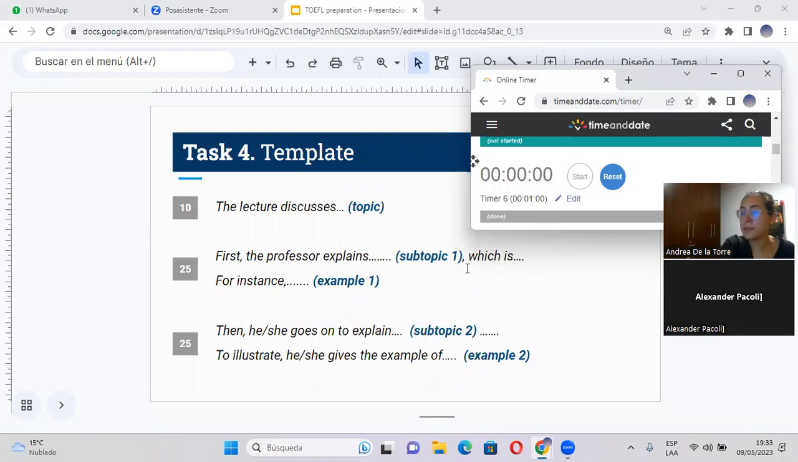So for example, in the second part, I didn't say "to illustrate, she gives the example of." I said she continues with the example of cars, right? Because I noticed that it was the same example as in the first. So you could make those accommodations when necessary. That's okay. And the important thing, honestly, is that you keep the structure, that you use these transition words, that you use the reporting verbs, and that you mention the important information, right?